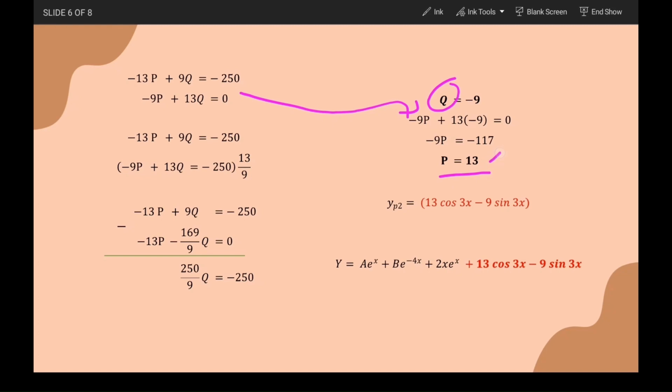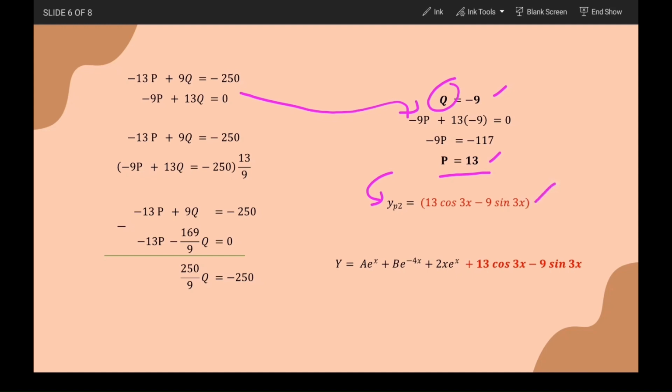So once you already figure out the value of p and q, you can substitute it back into the equation of yp2, which is p equals 13, which means 13 cos 3x, minus, q equals negative 9, which means negative 9 sin 3x.